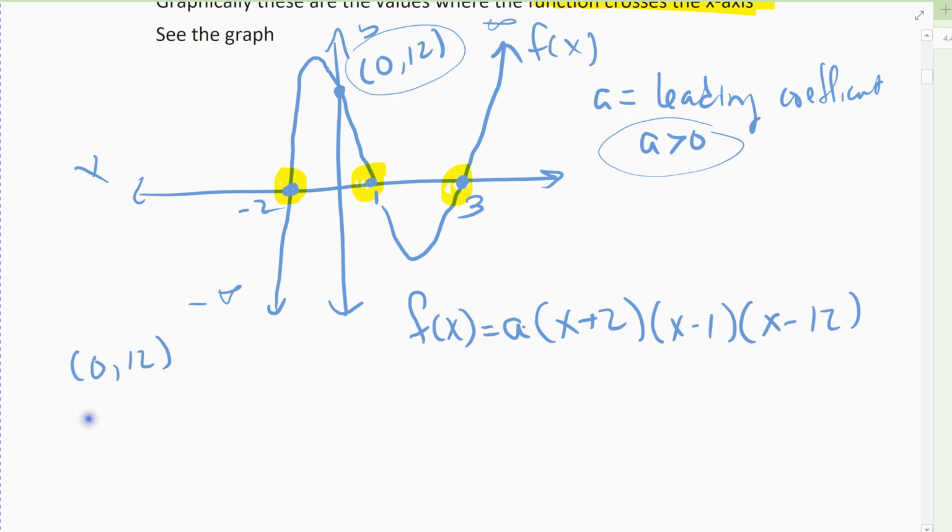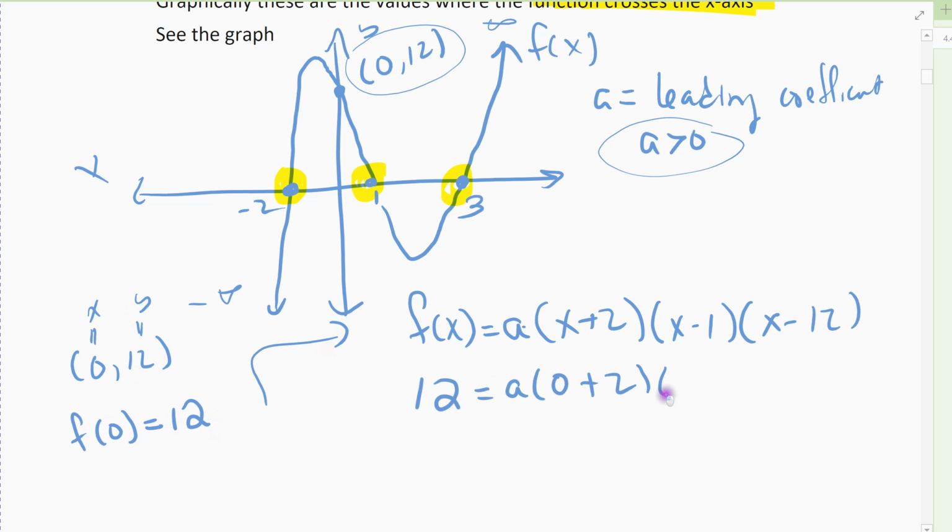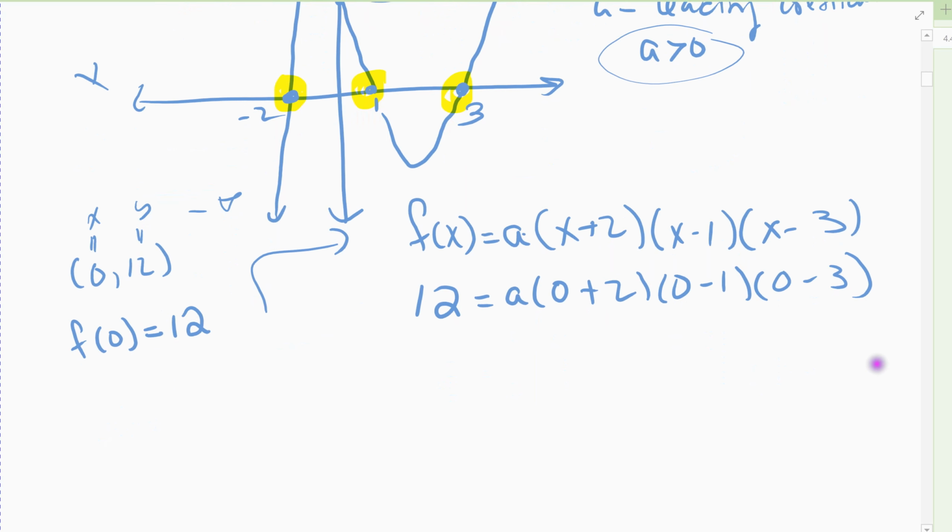And remember, 0, 12 means this is my x value 0, this is my y value 12. When I plug 0 into the function, I should get the y value 12 out, and that's what I'm going to use. So I plug in 0 for x. Oops, that shouldn't have been 12, that should have been 3. Sorry about that. That should have been x minus 3, guys. X minus 3 is my factor. Make sure x minus 3 should be there.